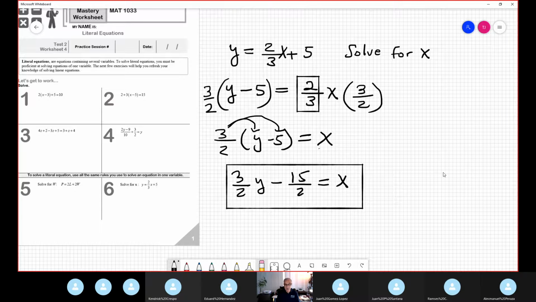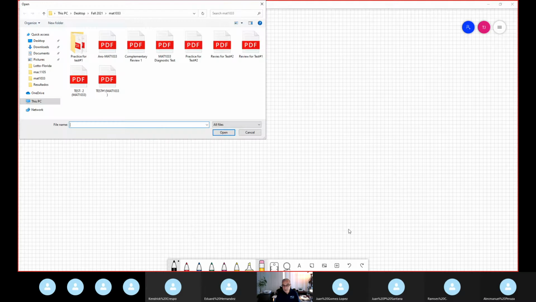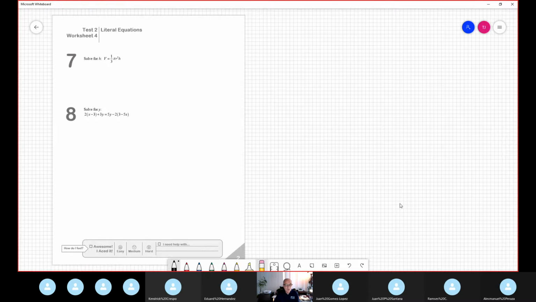Okay. Moving on to number 7. I do it fast because I suppose that you know it's review, no? Let's move on to the second page of the review package. This is the review package. Okay, second page. Okay, easy. The first one says B is equal to 1/3 pi r squared h. You need to solve for h.